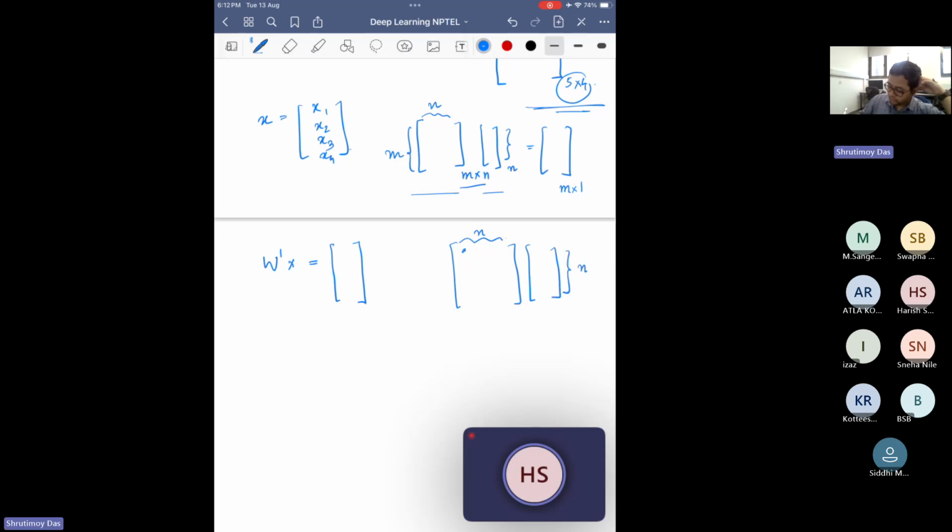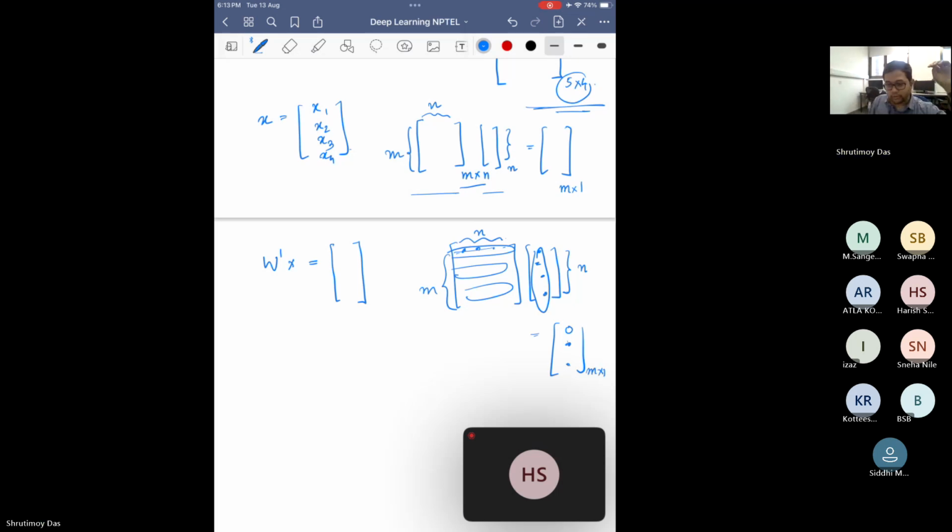So each of these will multiply this plus this into this plus this into this. So this row will multiply with this column and give us one number, right? So it will give us the first entry. The second row with this column will give us the second entry. In this way, how many sums will we have? We have m such sums, so we'll have m as the output dimension. Is this clear? How you're getting an m cross 1 by multiplying m cross n and n cross 1?